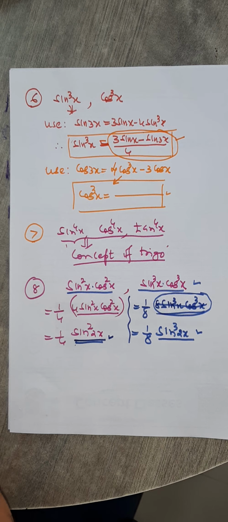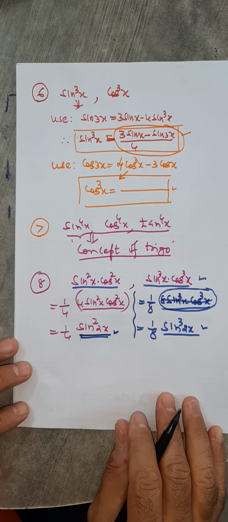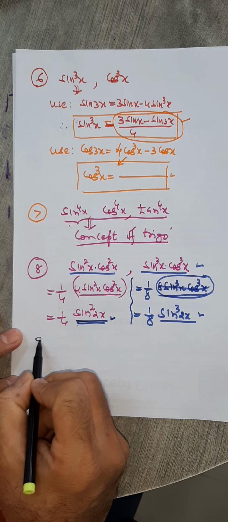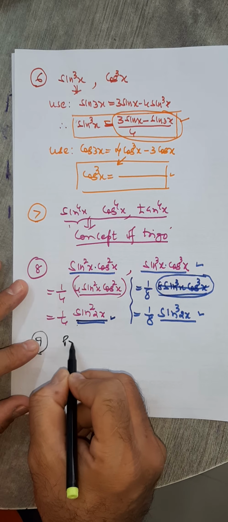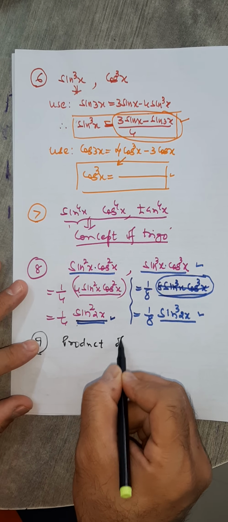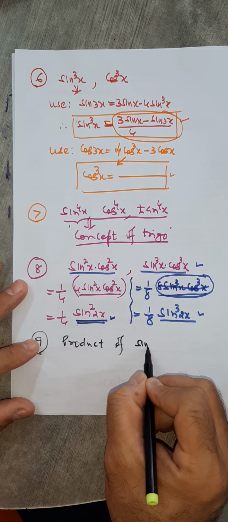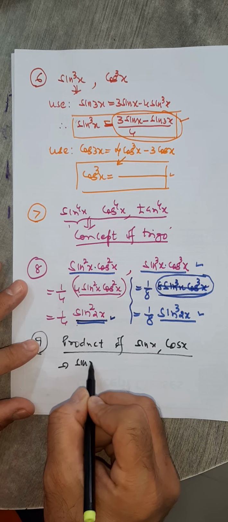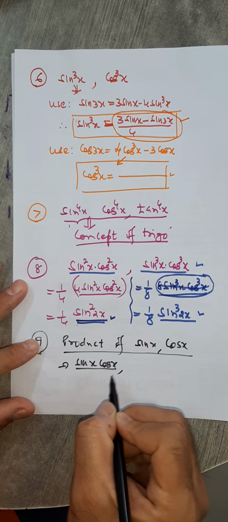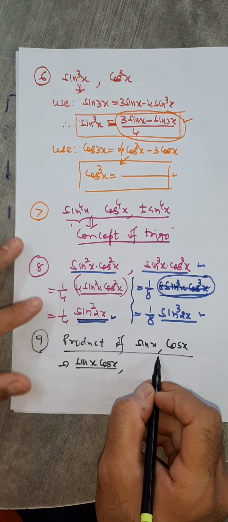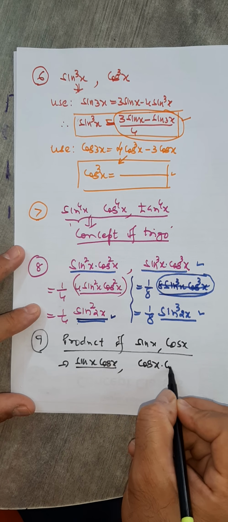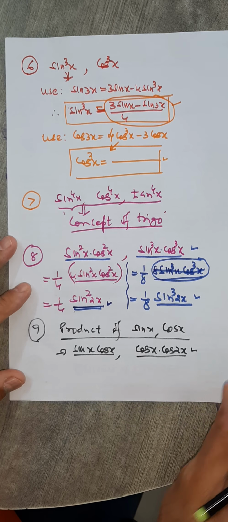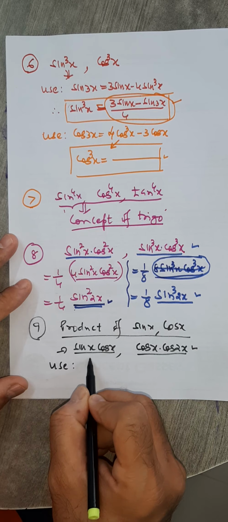The next one, if you have a product of two trigo functions. Next question, product of trigo functions. Product of sin x and cos x, that is trigo functions, like this. If you have sin x into cos x, now we don't have a product rule. You may have cos x into cos 2x, like this. Then what we do, we use the factor formula.